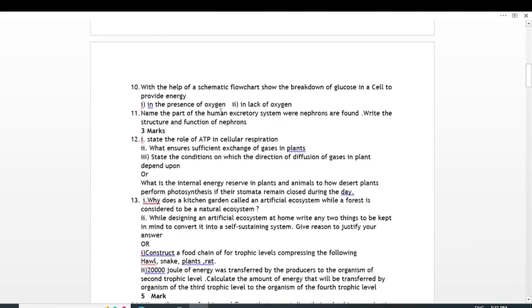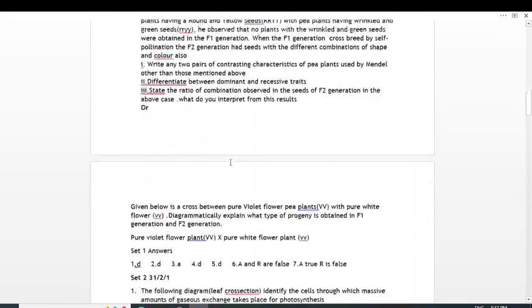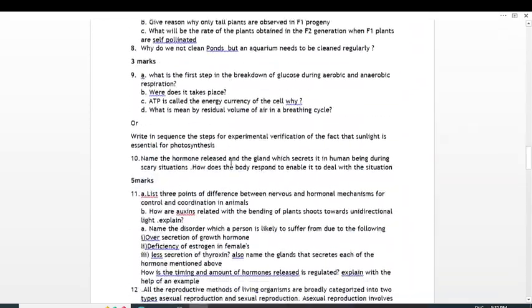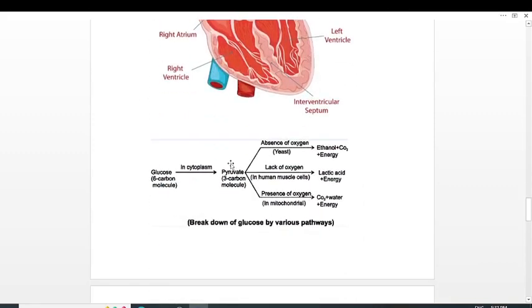Next one, name the part of the human excretory system where nephrons are found. You know very well where the nephrons are found. Yes, in the kidneys. The excretory system is the main system, and the main organ in that excretory system is the kidney. So inside the kidney there will be millions of filtering units called nephrons. Write the structure and functions of the nephron. So you should know how each nephron looks like and what the structure is.